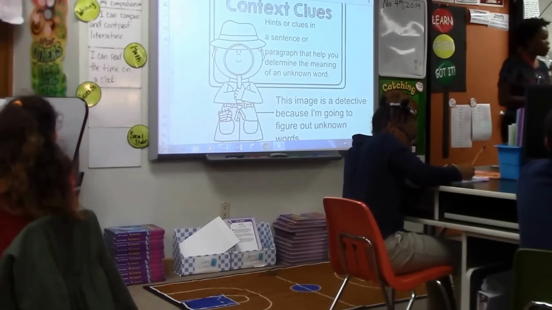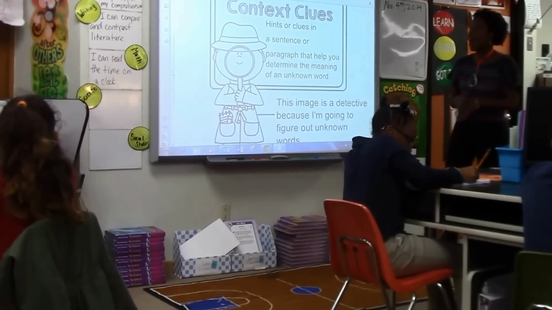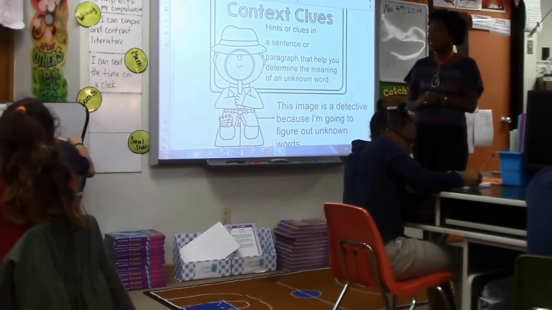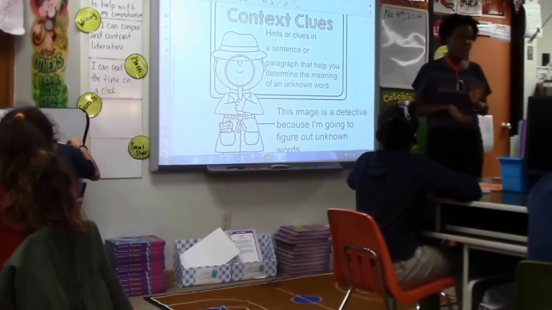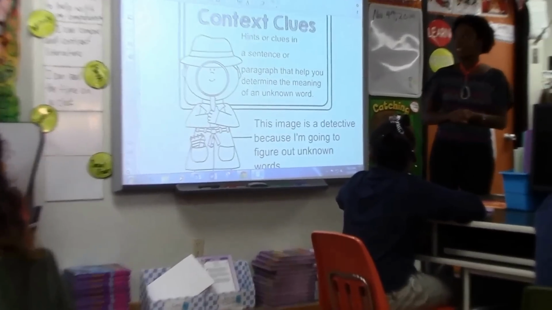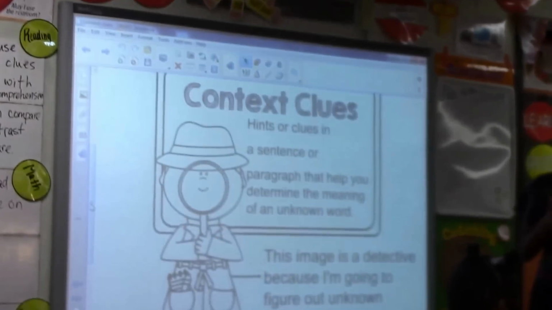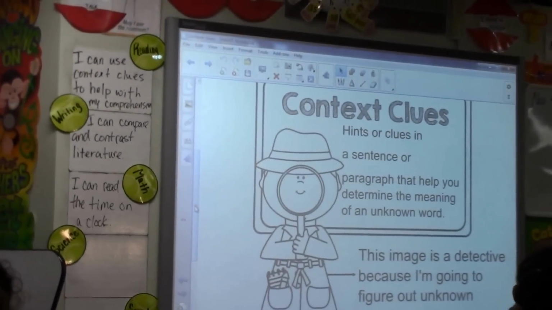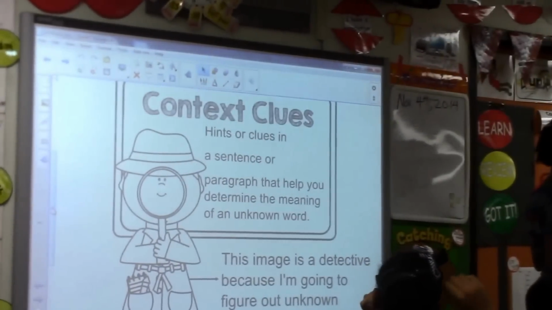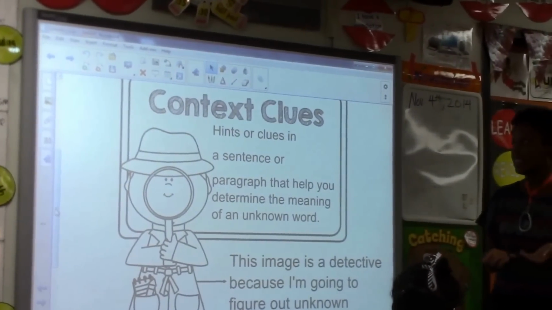All right, so context clues. Our I can: I can use context clues to help with my comprehension. Everyone, let's say that, because that is our target today. Let's say our I can. I can use context clues to help with my comprehension. Okay, so that's what we are focusing on today, our context clues.